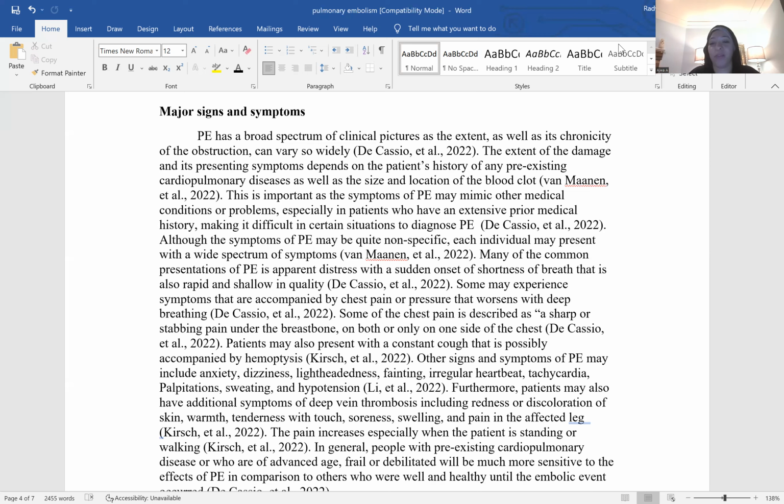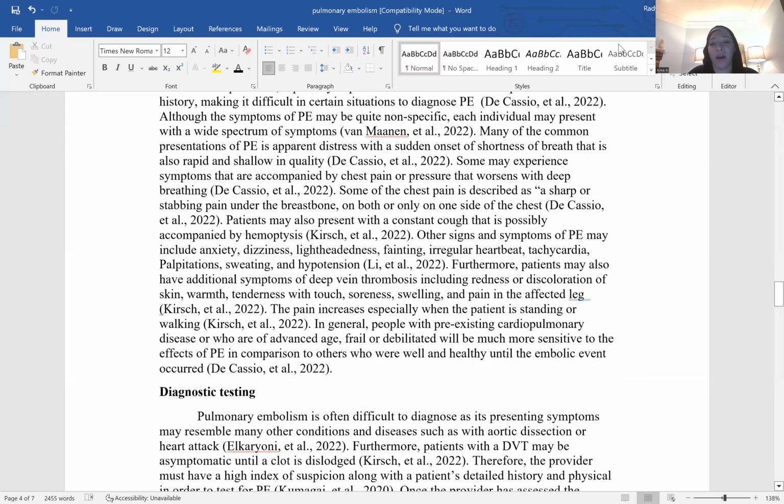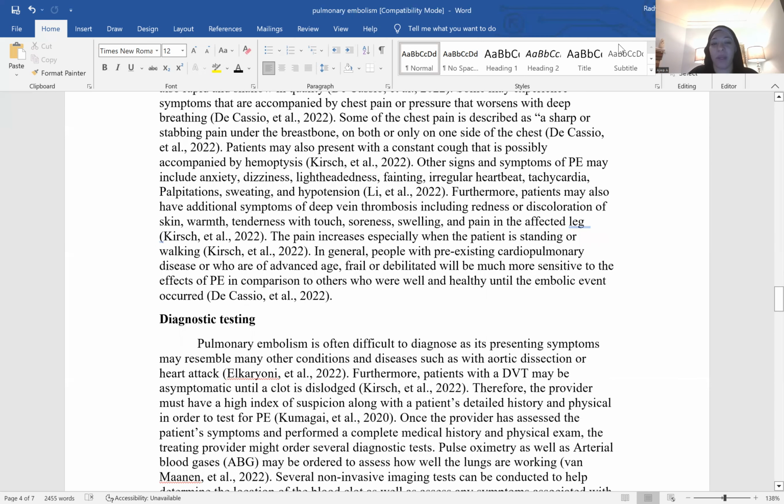Patients may also present with a constant cough that is possibly accompanied by hemoptysis. Other signs and symptoms of PE might include anxiety, dizziness, lightheadedness, fainting, irregular heartbeat, tachycardia, palpitations, sweating, and hypotension. Furthermore, patients also have additional symptoms of DVT, including redness or discoloration of skin, warmth, tenderness with touch, soreness, swelling, and pain in the affected leg. The pain increases especially when the patient is standing or walking.